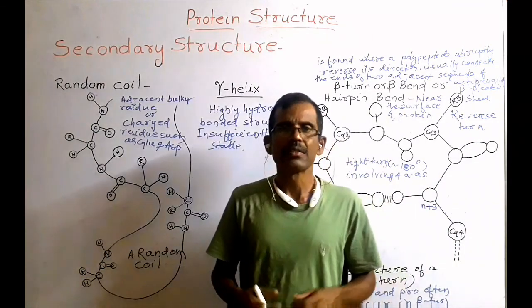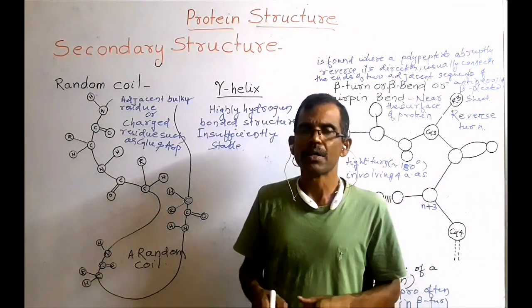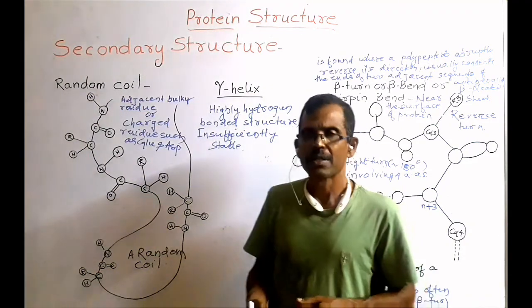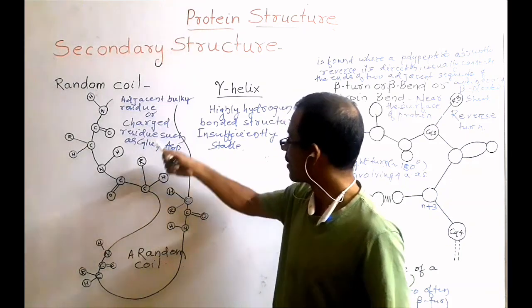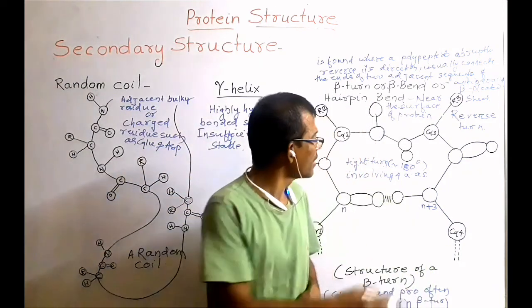So friends, this is about various protein structures, that is beta-pleated sheet, random coil, gamma helix and beta turn.